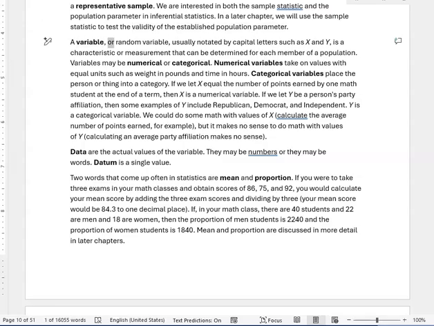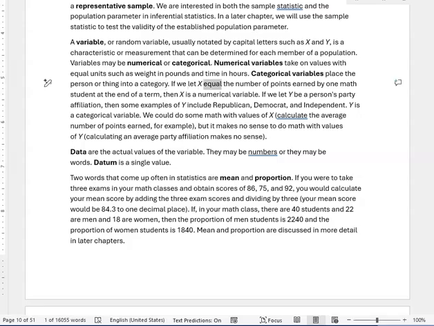A variable or random variable, usually notated by capital letters such as X and Y, is a characteristic or measurement that can be determined for each member of a population. Variables may be numerical or categorical. Numerical variables take on values with equal units, such as weight in pounds and time in hours. Categorical variables place the person or thing into a category.